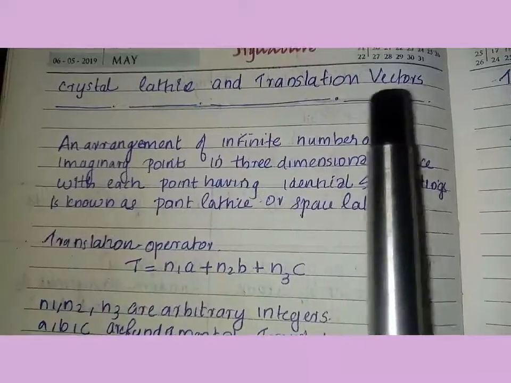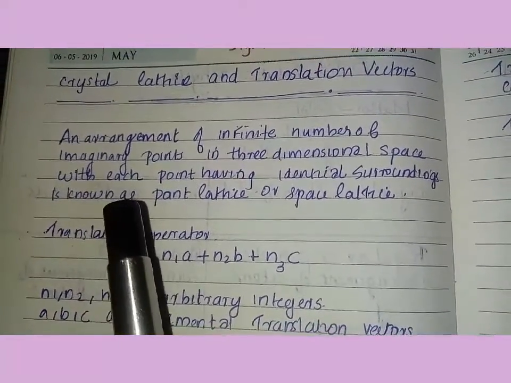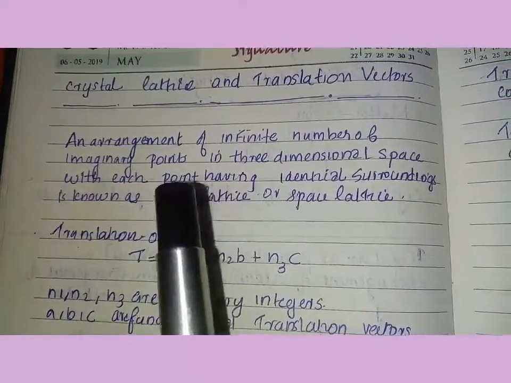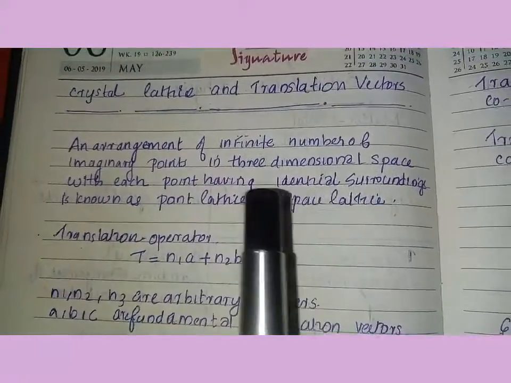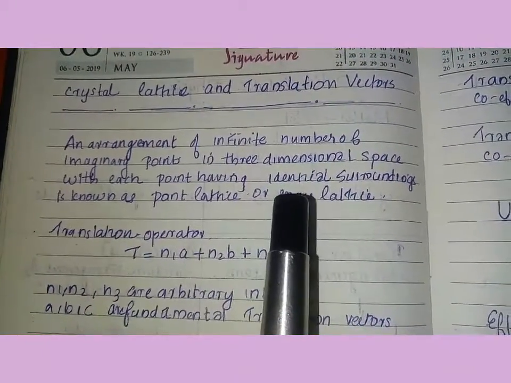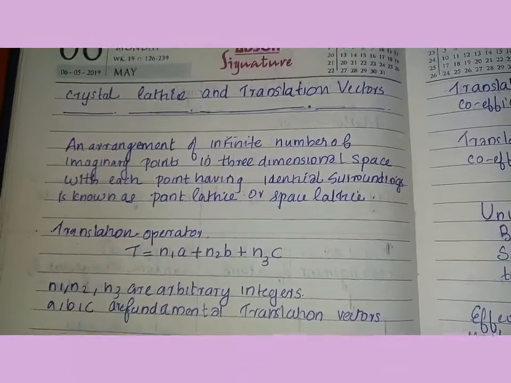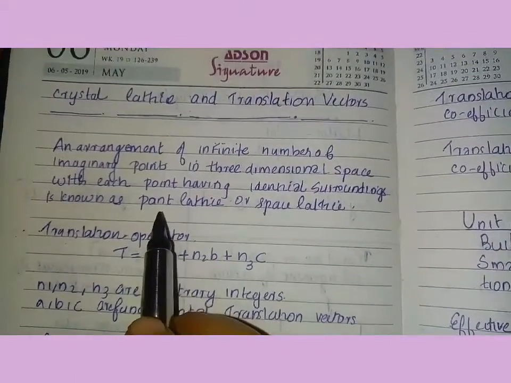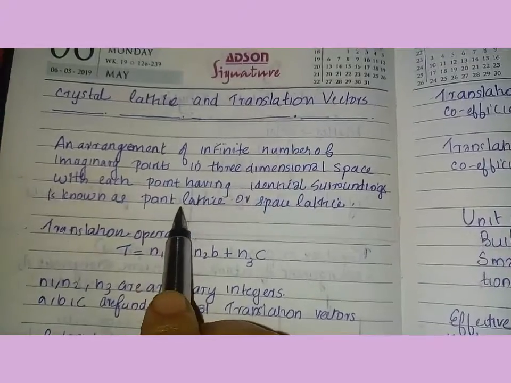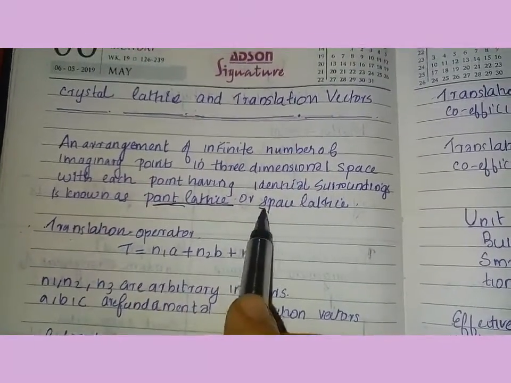Crystal lattice and translation vectors. An arrangement of an infinite number of imaginary points in three-dimensional space, with each point having identical surroundings, is known as a point lattice or space lattice. It is very important what is meant by point lattice and space lattice.